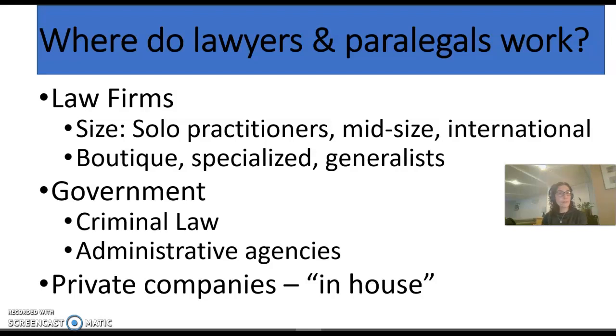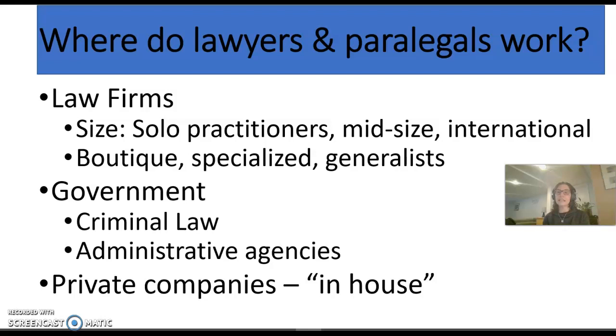For example, maybe you would like to work in the field of employment law. You could work at the Equal Employment Opportunity Commission or the Department of Labor in Washington, D.C., or you can work for the Massachusetts Commission Against Discrimination here in Massachusetts. So those are areas that also hire attorneys and paralegals, and your job is that you work for the government.